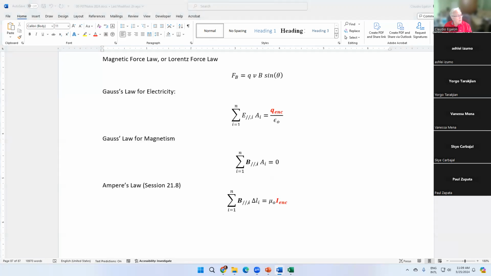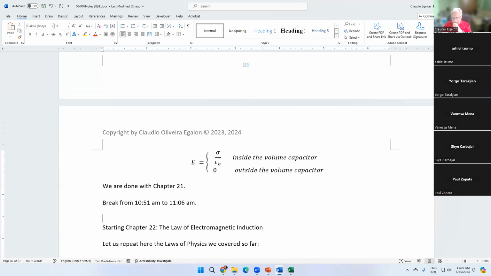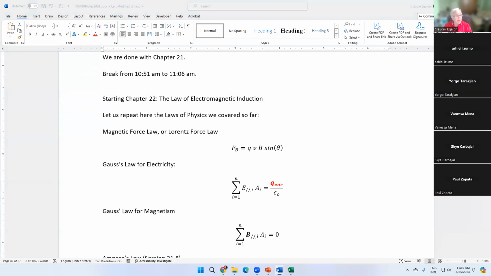And then we have chapter 22, which is the law of electromagnetic induction. So we have one more law coming. It's going to be the law of electromagnetic induction. And let's see what it's all about.